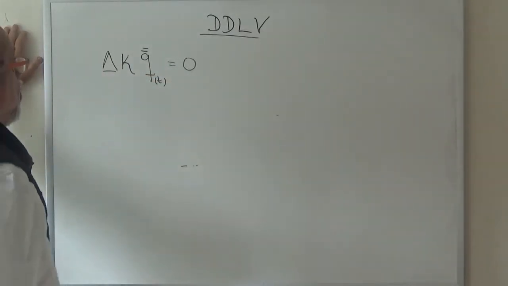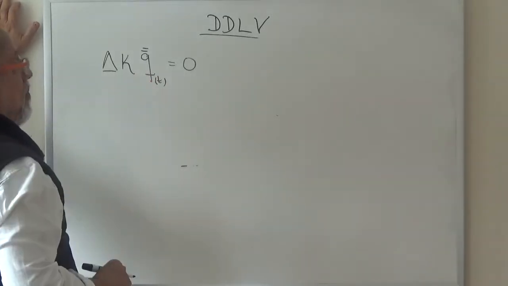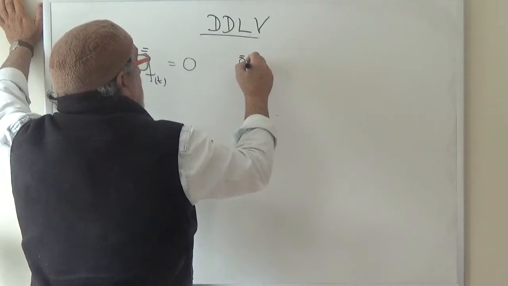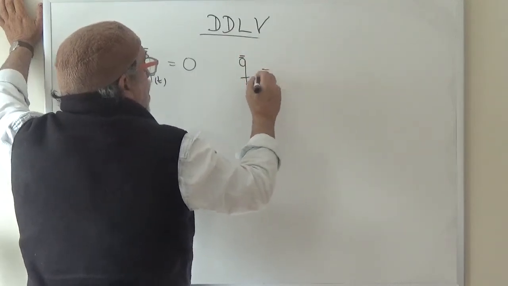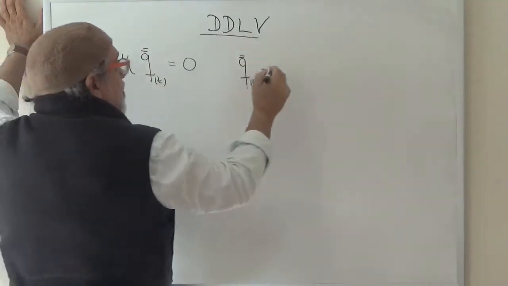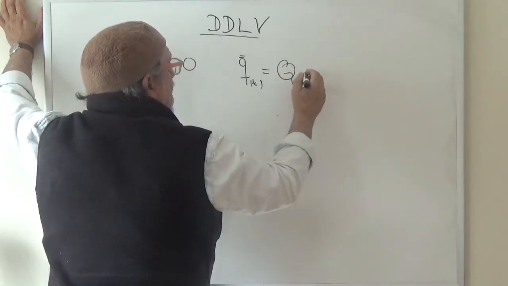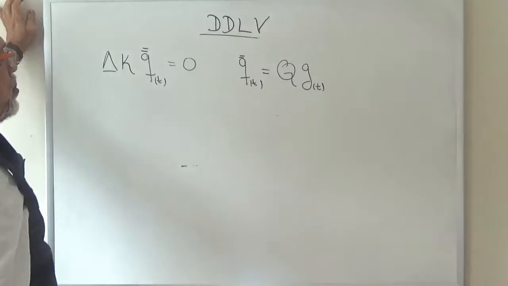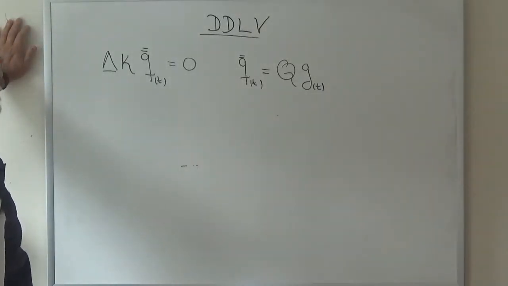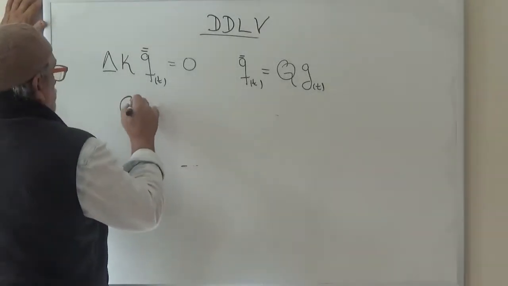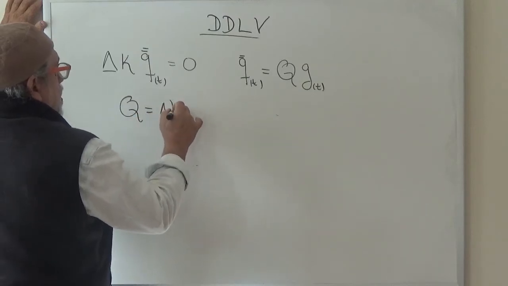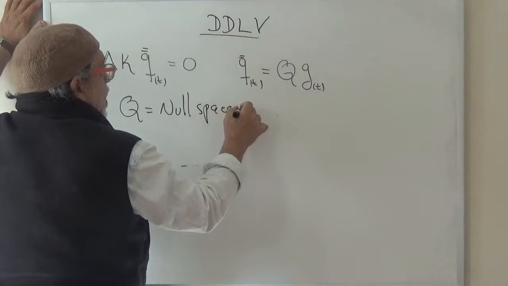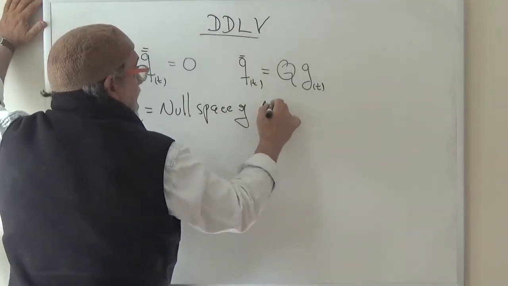So now, from an understanding of linear algebra, we can say that q double bar T must be in the null space of delta K multiplied times an arbitrary function g of t, where q is in the null space of delta K.